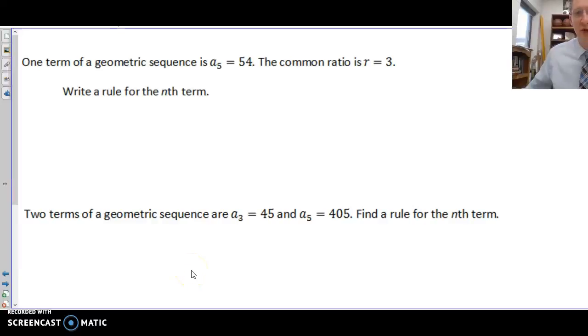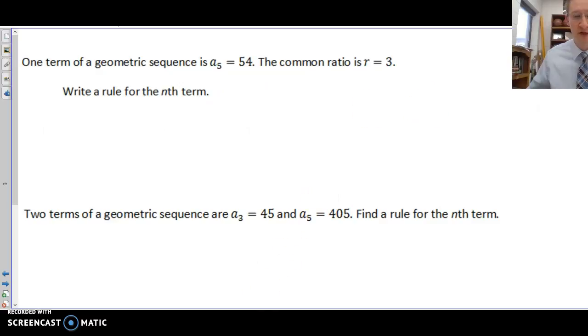All right, in this second video of lesson 5.3, we're going to look at a couple more examples of when I might need to write a rule or an explicit formula for a geometric sequence given some different pieces of information. So in this first example, we're told that one term of a geometric sequence is a sub 5 equals 54. So that means the fifth term is 54, okay? And the common ratio is 3. Write a rule for the nth term.